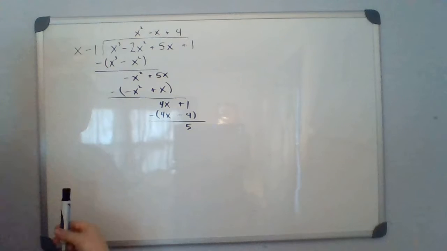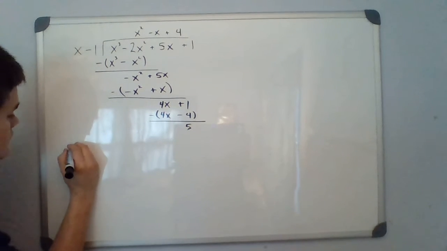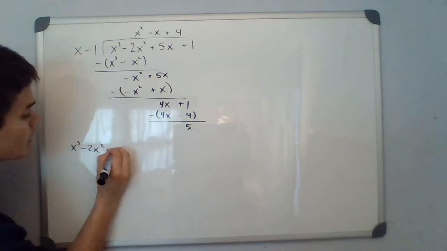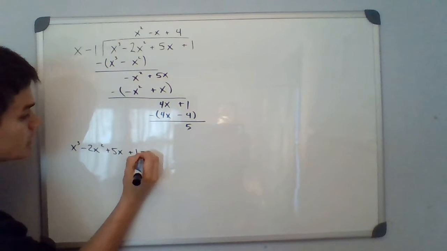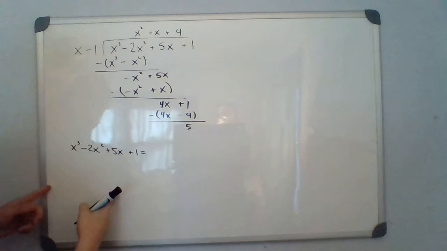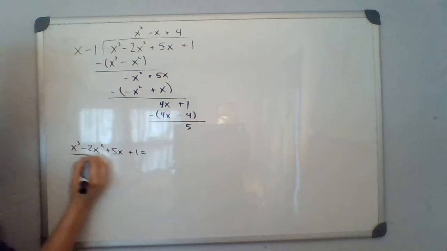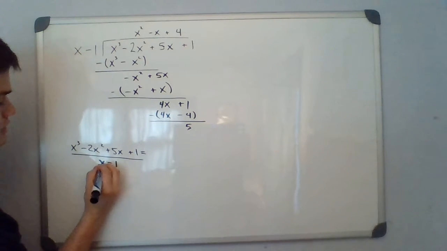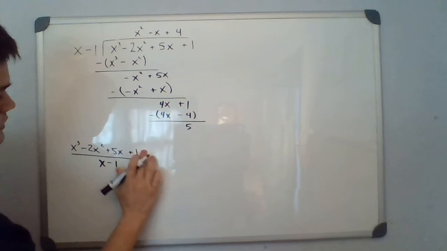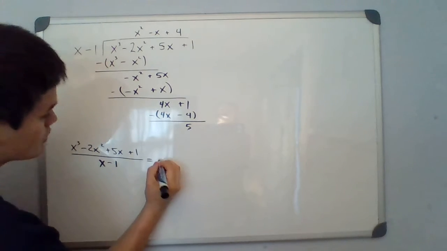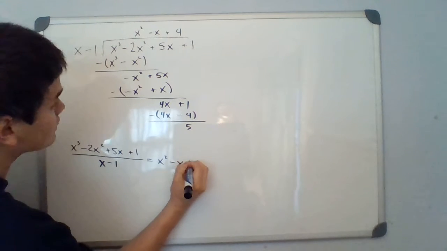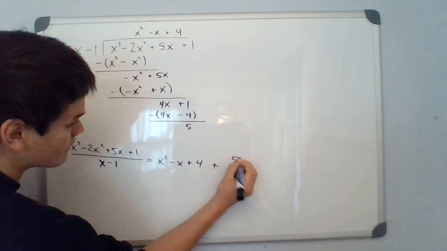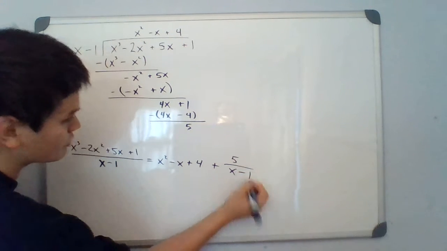Alright, so here I have a remainder of 5. So I know that x to the third minus 2x squared plus 5x plus 1, I guess I could write the divisor here, x minus 1, is going to be equal to the quotient, x squared minus x plus 4, plus the remainder divided by the divisor, or 5 divided by x minus 1.